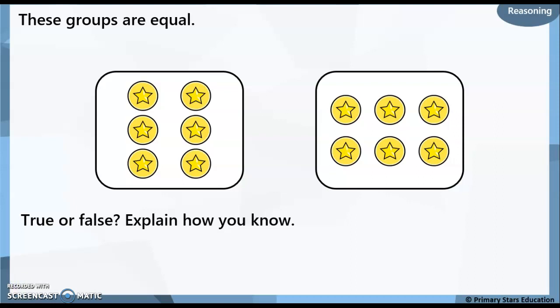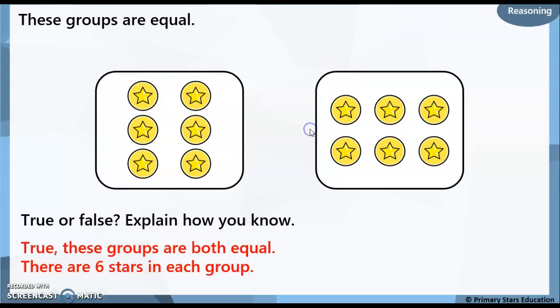So let's have a think about the answer. The answer is true. These groups are both equal. There are 6 stars in each group. Now, you might have thought, they look different, they're not the same. But if you actually think about the amount that's in there, there are 6 in each group. There are 2 groups. They're equal. So it's true.